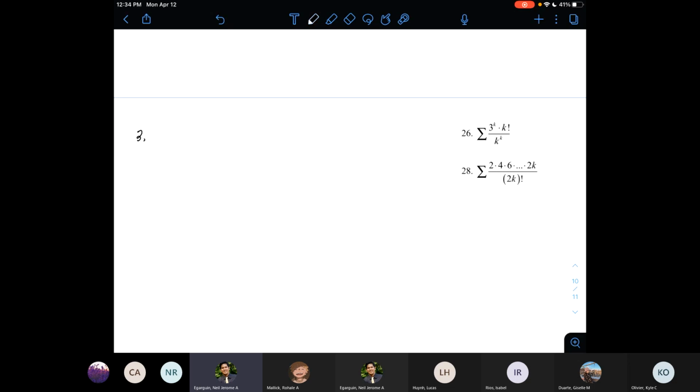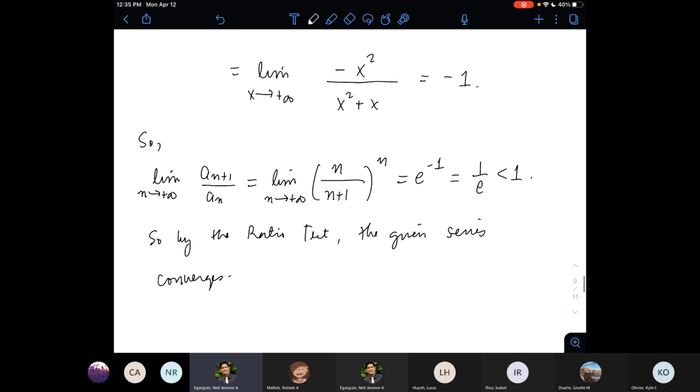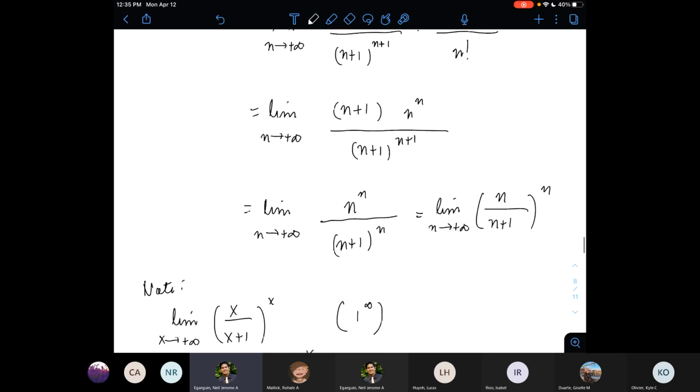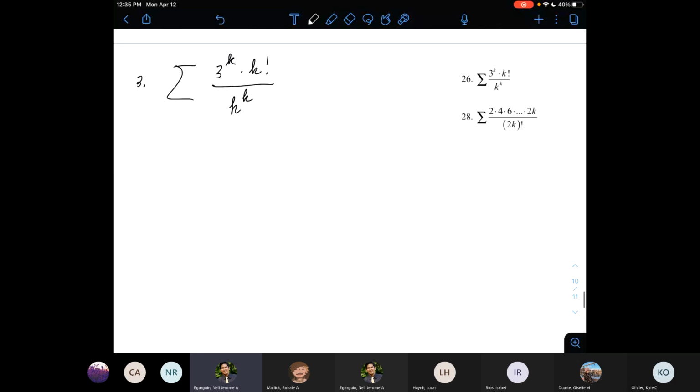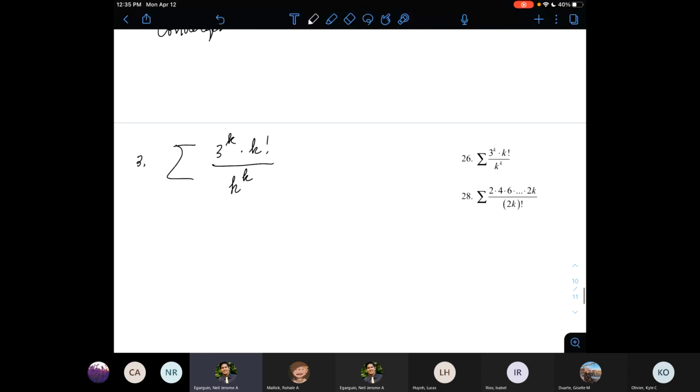Okay, let's start with 26. The sum of 3 to the k times k factorial all over k to the power k. And again, this involves the factorial. But I think this is very similar to what we had before. Problem 26 is very similar to what we had before, except that this has more factors. So I guess you can try number 26 on your own, because the process is very similar to what we did in problem 2.